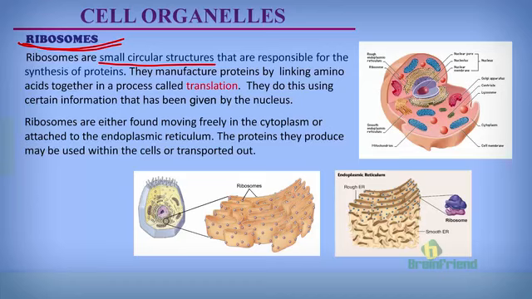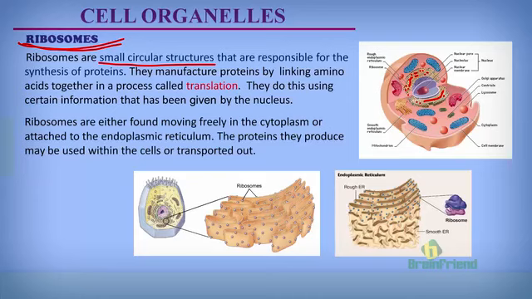Let's locate the ribosomes in this cell. We say they are small circular structures, so you should be looking for circular structures. They are small. These are the ribosomes. Can you see these dots attached to these structures? Those tiny dots are ribosomes. They are very small.